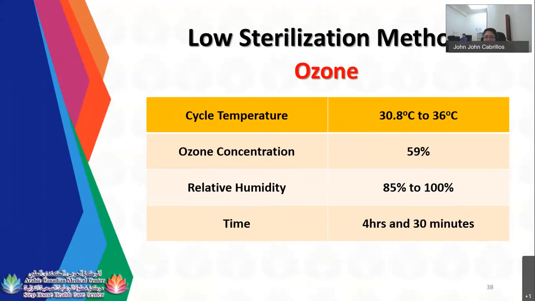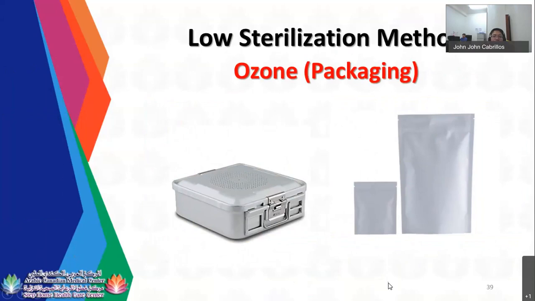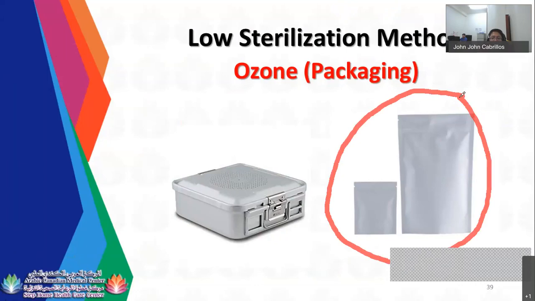So the packaging approved for ozone is your aluminum foil pouches and aluminum rigid container. You need to check because not all rigid containers or aluminum foil pouches may be aluminum, so you need to check the IFU of each package. For example, this one is aluminum foil pouches. There are times that it's not aluminum, it's metal. So metal is not allowed in ozone packaging.